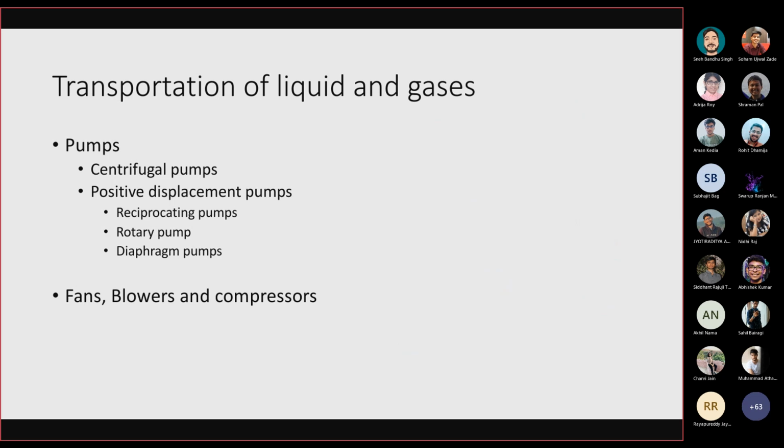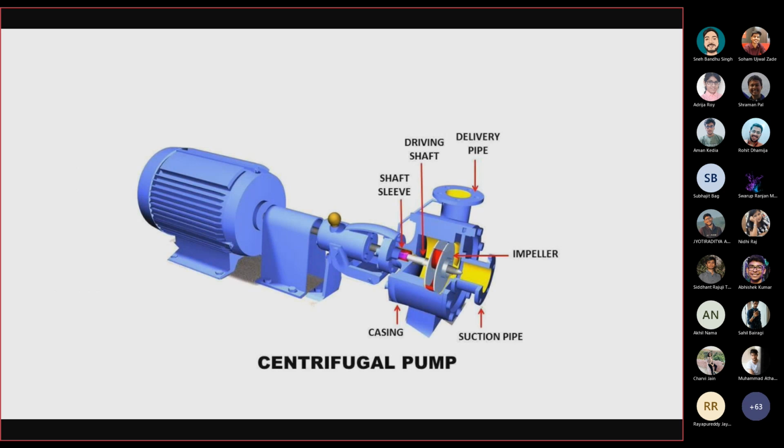So fans, blowers, and compressors are used for the transportation of gases. Fans and blowers act based on centrifugal action, compressors based on reciprocating action. Fans and blowers are similar in terms of functioning. The only difference is that fans can give only a very small amount of pressure compared to the blower, whereas compressors can give much higher pressure.